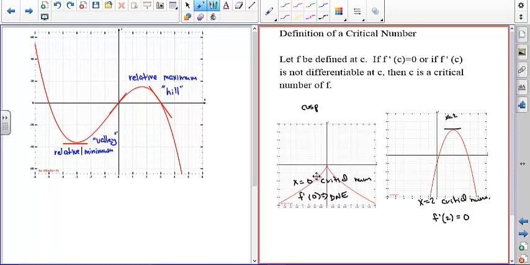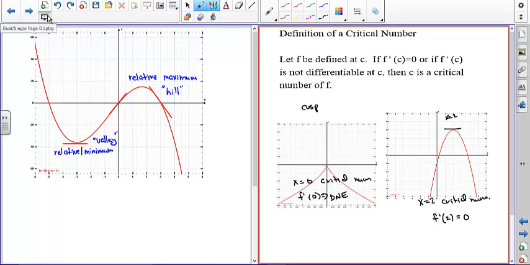So I've got two graphs here, one that has a cusp, one that just has a normal maximum. If I said x equals negative 3, which is here, is that a critical number? No, because the slope there is not 0, and it's defined. How about positive 3? Come down to the curve. No, the slope is not 0, and it's not undefined. Then I come to this point.